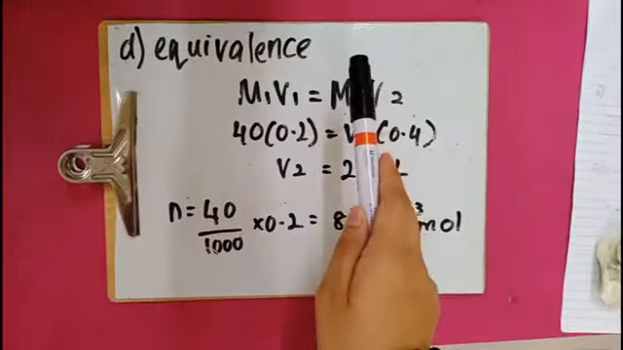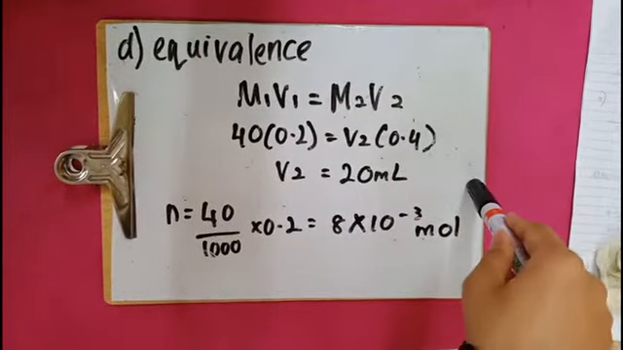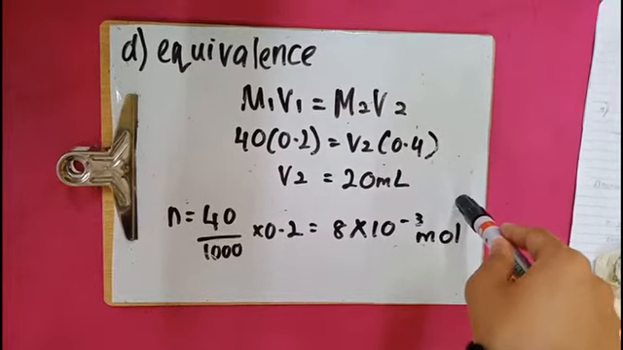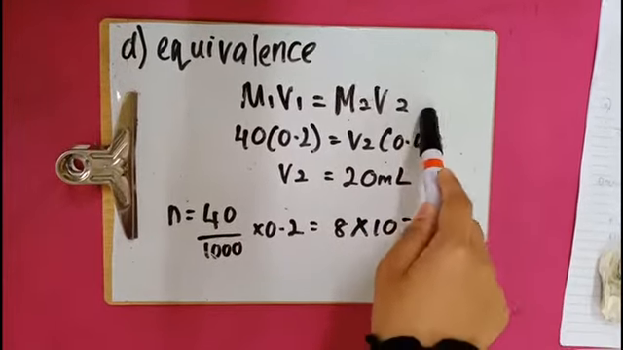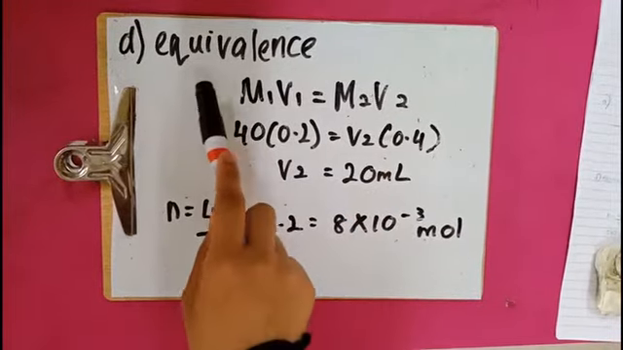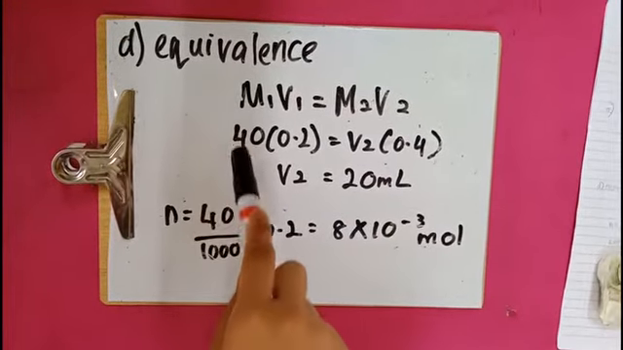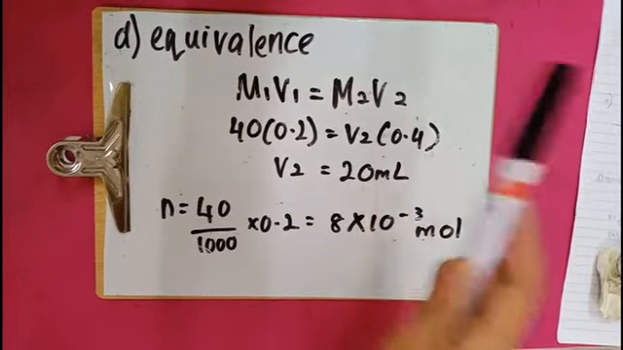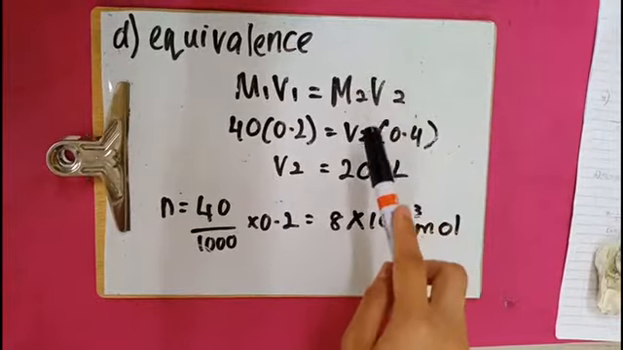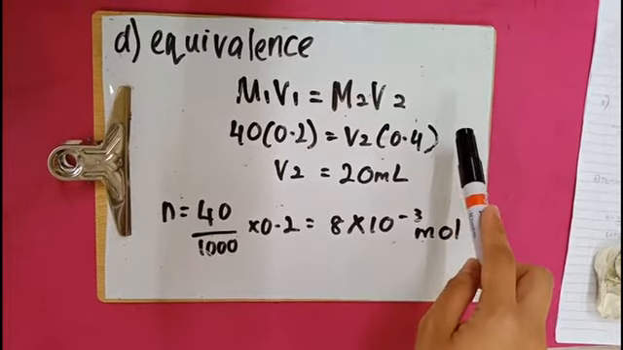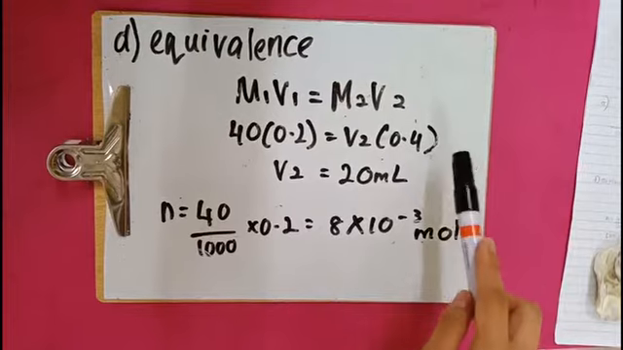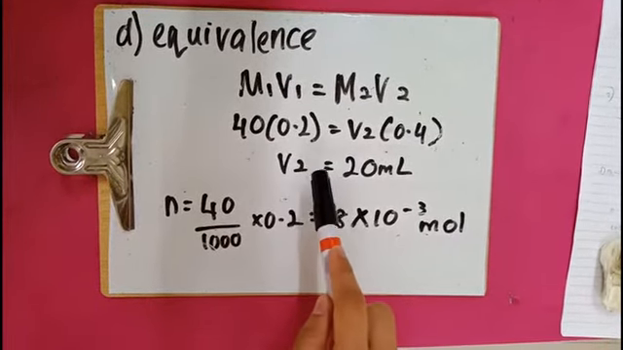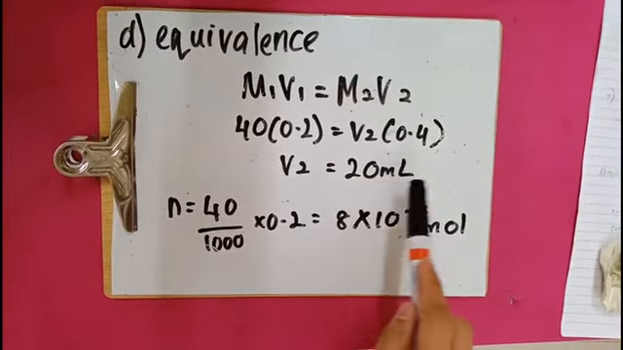So for the next question, we need to find the equivalence point of this titration. As we know, at the equivalence point, the number of moles is the same. So we use the formula M1V1 equals M2V2. We plug in M1V1 for the KOH: 40 milliliters times 0.2 molar, and V2 we do not know yet. We put the concentration of HF at 0.4 molar. So we get the volume of HF as 20 milliliters.